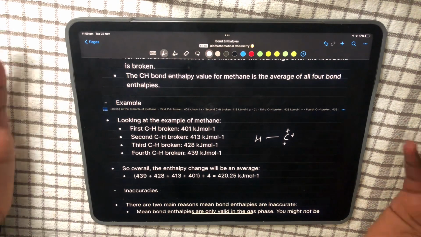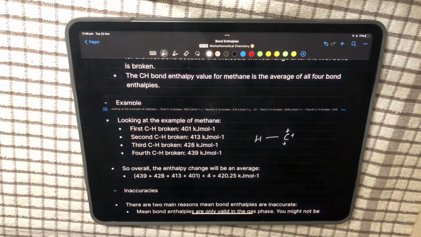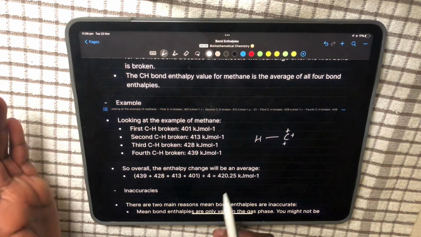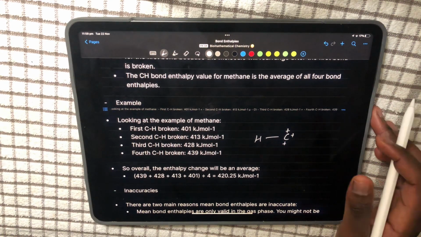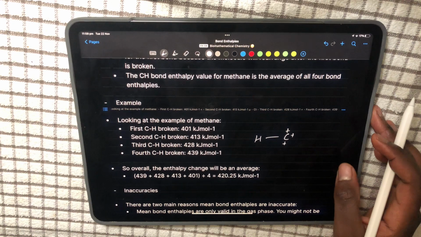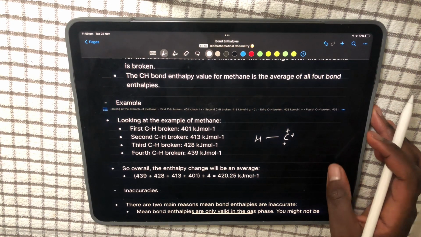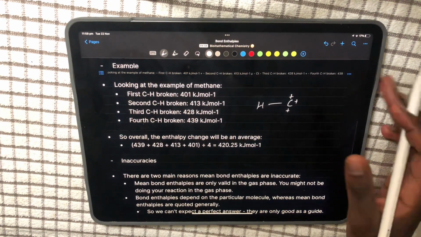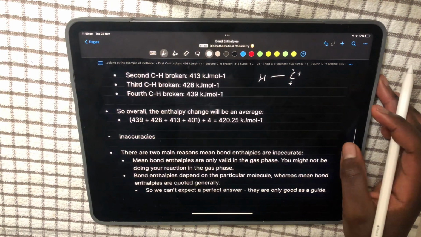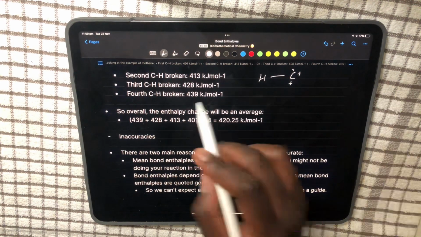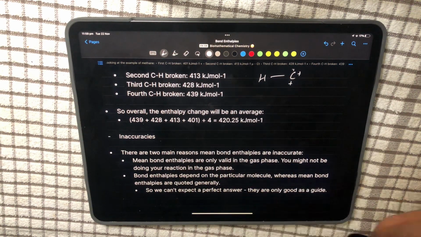And obviously, in reality, they do it over a much larger range of compounds, but generally, the bond enthalpy for a CH bond is 420.25, at least for methane, for example. Well, I mean, for other compounds as well, but this is for a CH bond, 420.25 kilojoules per mole.